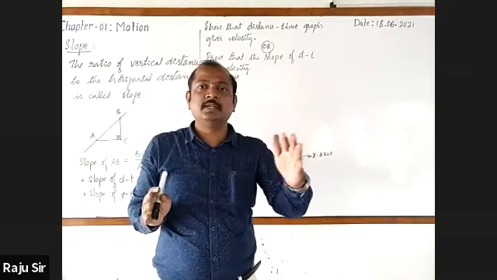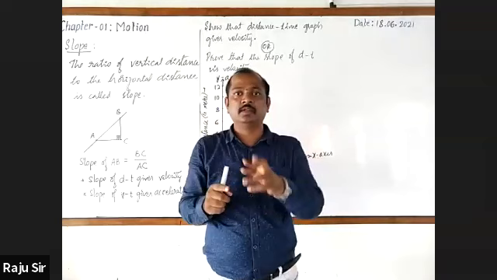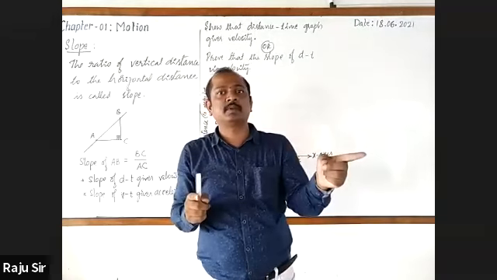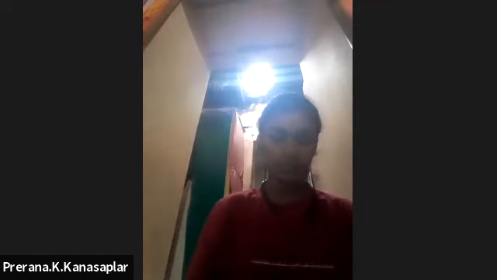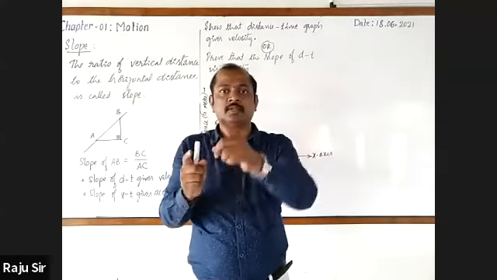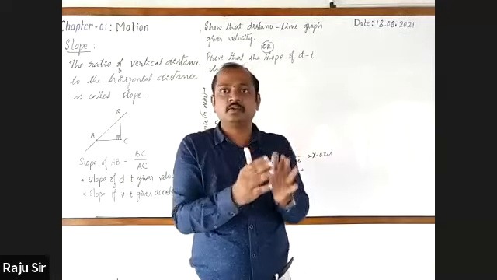If that body covers just 2 meter in 1 second, in the next second, how much distance will it cover? 2 meters. In the first second it covers 2 meter, in the next second again 2 meter, in the third second 2 meter, fourth second 2 meter.